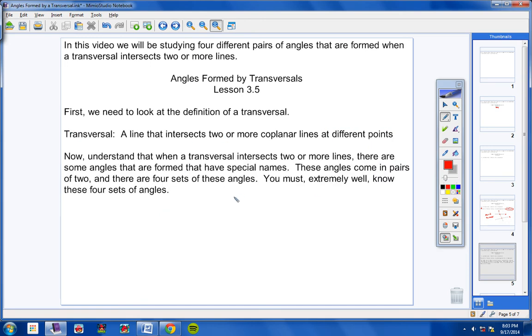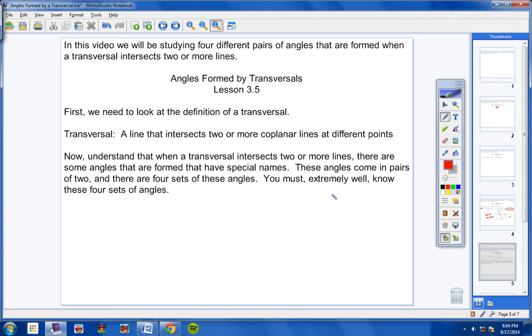Now understand, this is so important. You don't have to write this down, but just listen to me. Understand that when a transversal intersects 2 or more lines, there are some angles that are formed that have special names, and these angles come in pairs of 2. And there are 4 sets of these pairs of 2 angles. There are 4 sets of these, and you must know them extremely well, students.